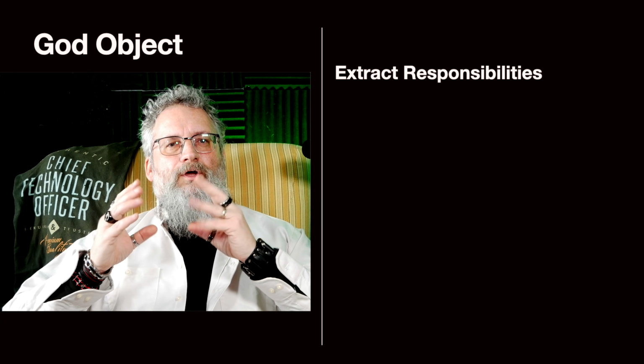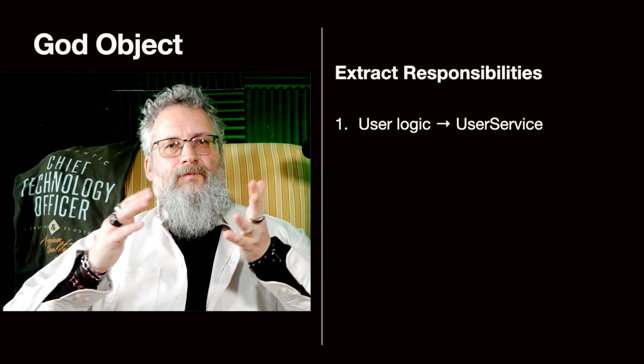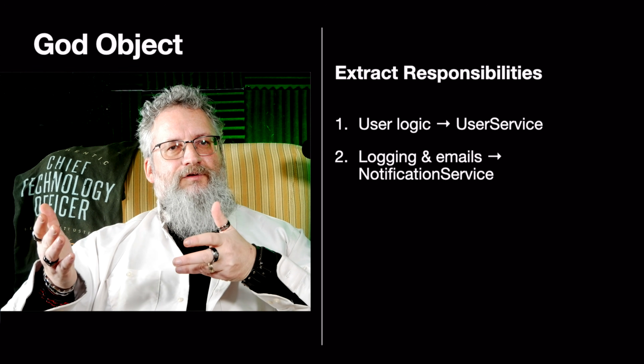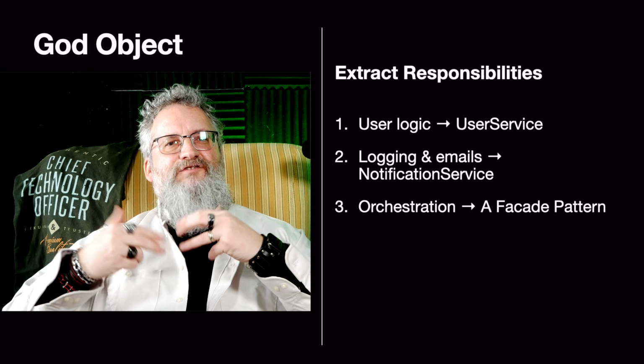Step 2, break it down. One responsibility at a time. Here's a rule. A class should do one thing and do it well. We need to extract 3 responsibilities. Number 1, user logic should live inside user service. Number 2, logging and emails should go to notification service. Number 3, orchestration should go to a facade pattern.